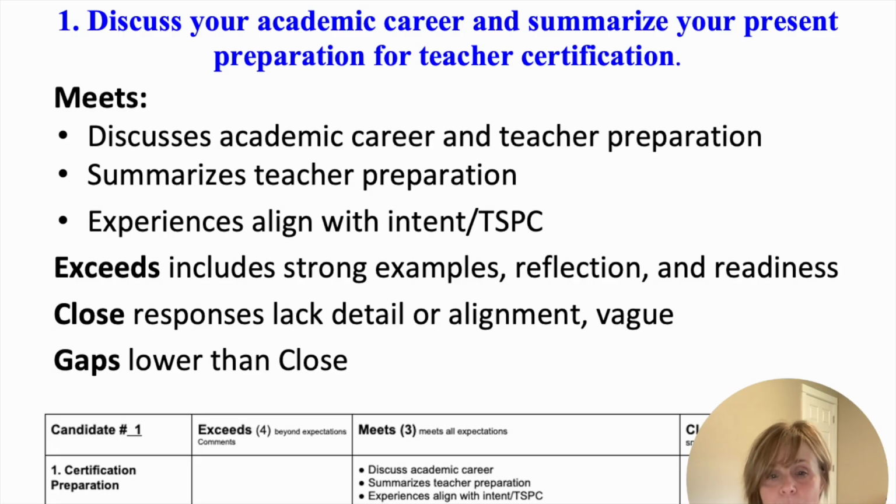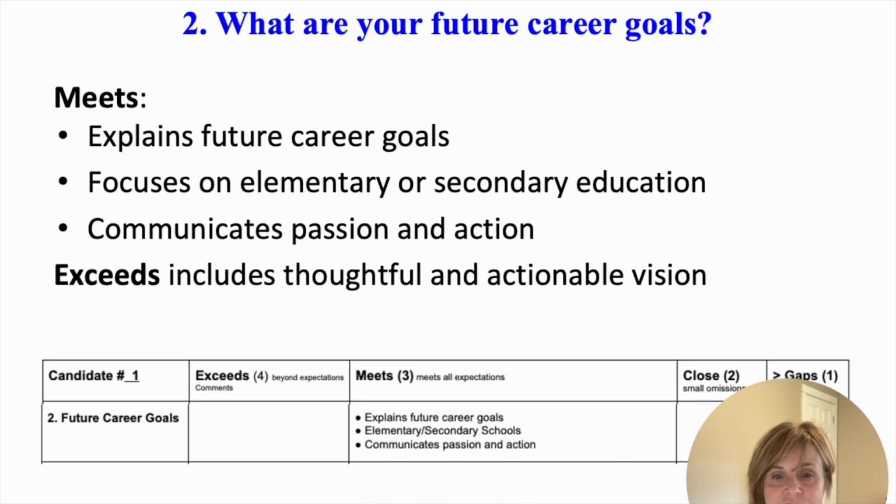An exceed would give strong examples, reflections, and show readiness. A close would be maybe responding, lack detail or alignment, vague. And gap would be, it was lower than a close. And the gaps you're going to find, they're always going to be lower than a close. A close is not hitting meets. An exceeds is going beyond meets. So the first question that we're going to score them either on, a 4 exceeds, 3 meets, 2 close, or a 1 gap.